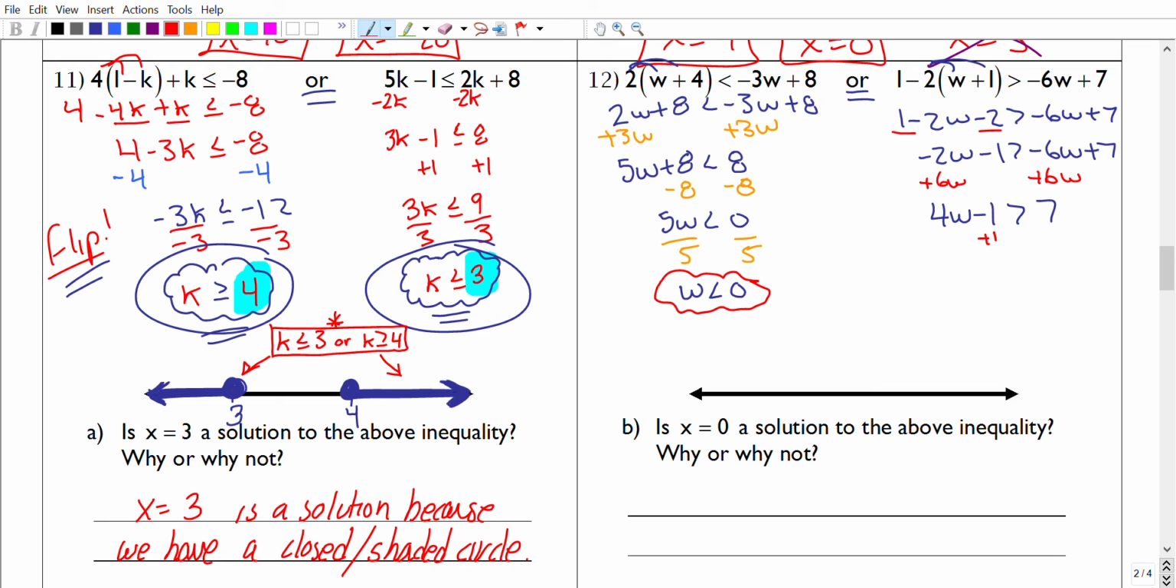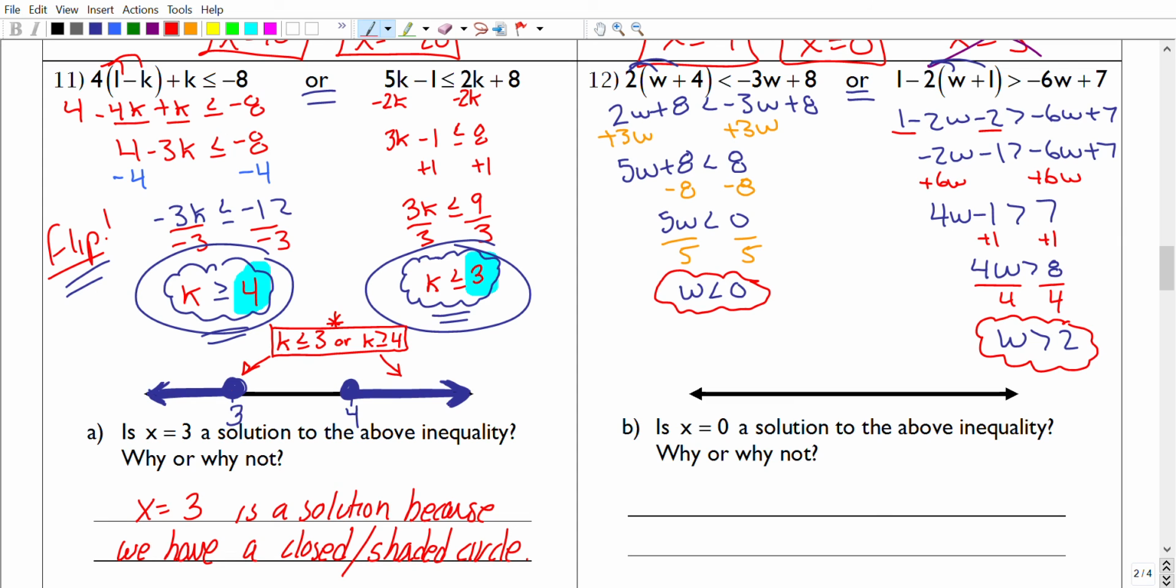Add the 1, because we want to get the w all by itself. We get 4w is greater than 8. Last step. Divide by 4. And again, no need to change the symbol because I'm dividing by a positive 4. Only when we divide by a negative.